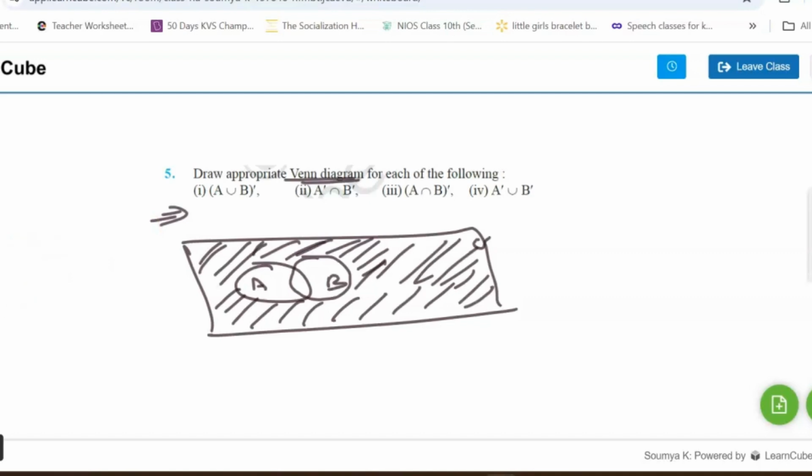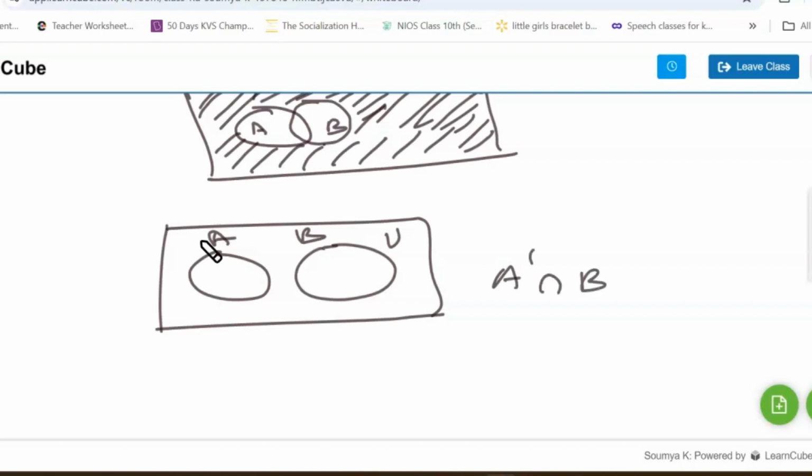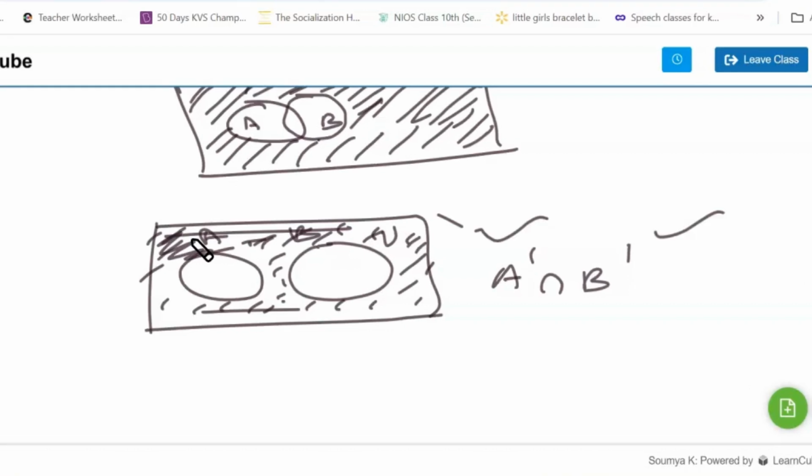Next one, for the second picture, consider this is the universal set, and A and B sets. The question is A complement intersection B complement. So A complement will be everything outside this A, and B complement will be everything outside this B set. So only take into account the outside of the picture, away from A and B. In this picture you can see the area outside of both sets, that is the intersection, and the whole area is included in this equation.